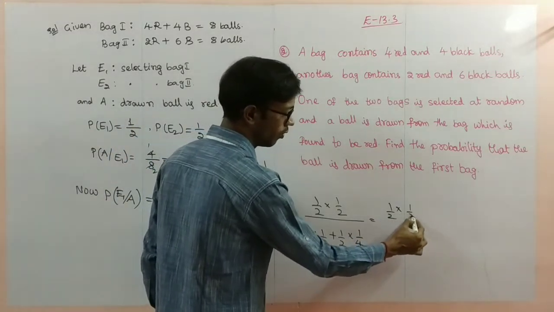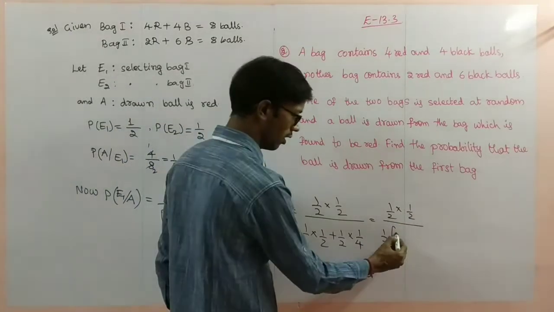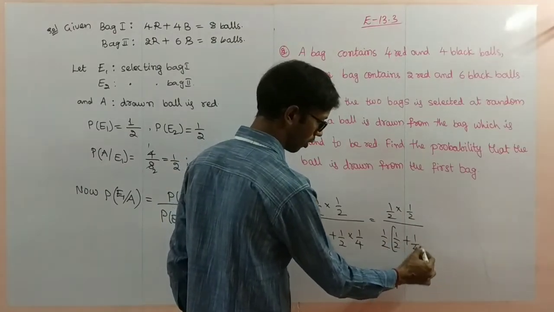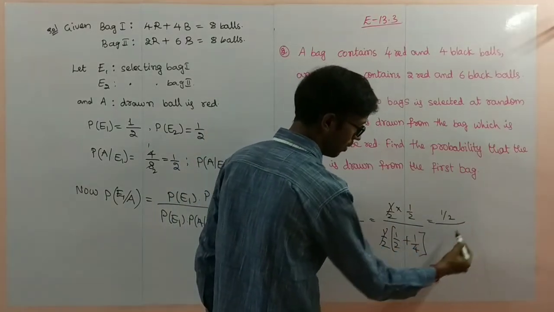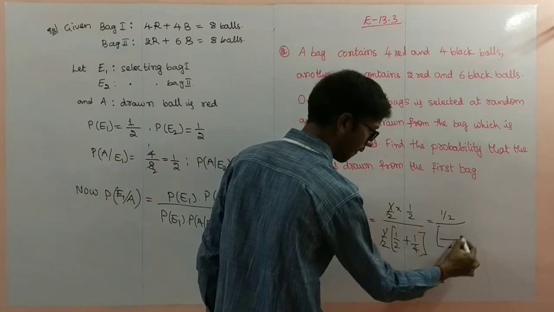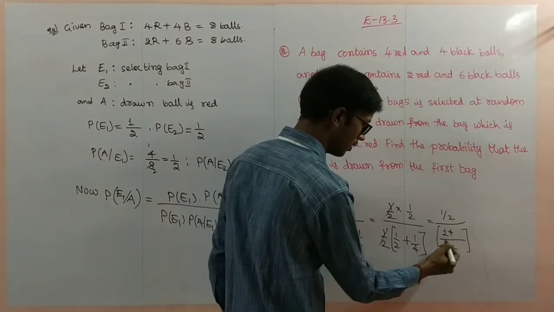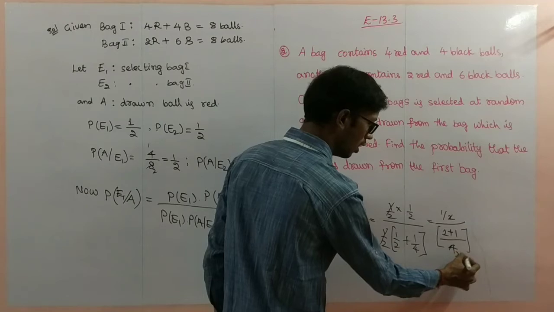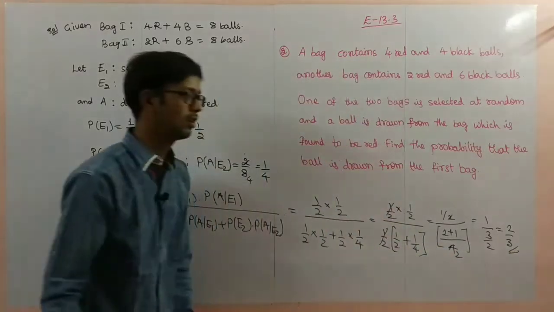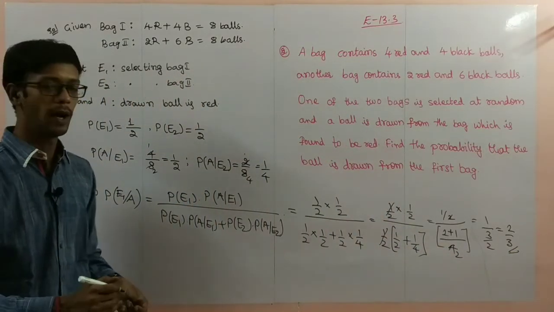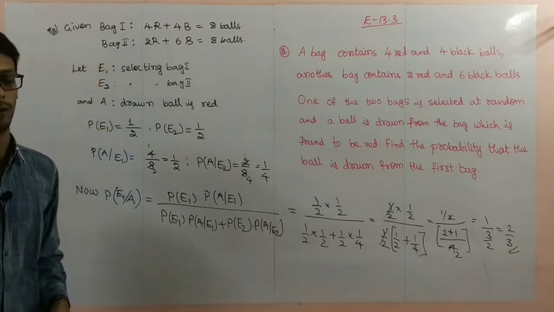1 by 2 into 1 by 2 divided by 1 by 2, take the common. The remaining values are 1 by 2 plus 1 by 4. 1 by 2 gets cancelled. Take the LCM, which is 4. So 2 plus 1, 2 1s are 2, 2 2s are 4, so 1 by 3 by 2, that is 2 by 3. That is 2 by 3 you will get. So the required probability is 2 by 3. Pause the video to note it down.